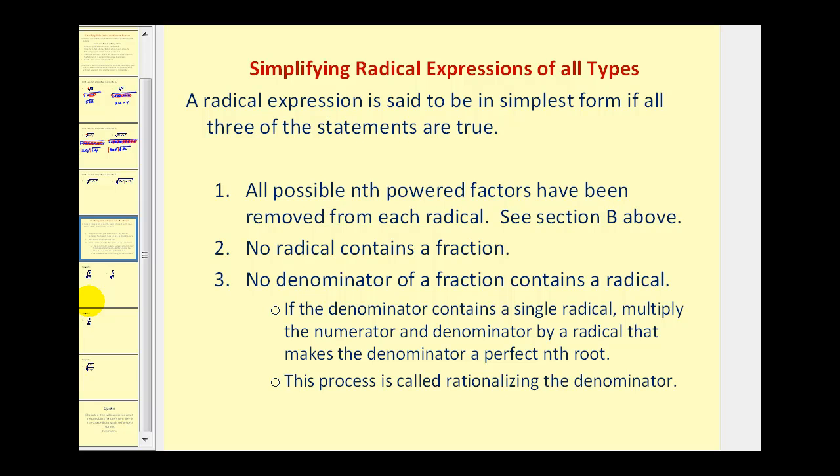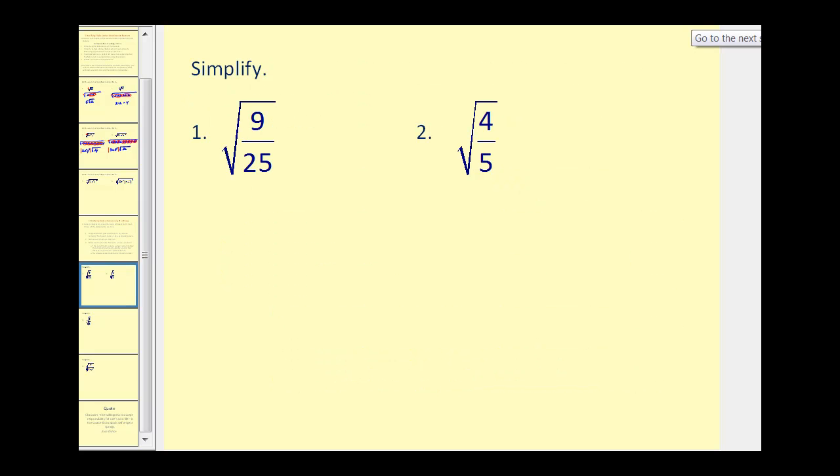Okay, let's take a look at all types of radical expressions. All of these statements must be true in order for a radical to be in simplified form. Number 1, all possible nth powered factors have been removed. We were just working on that. Number 2, no radical contains a fraction. And then number 3, no denominator of a fraction contains a radical. Let's take a look at some examples of this.